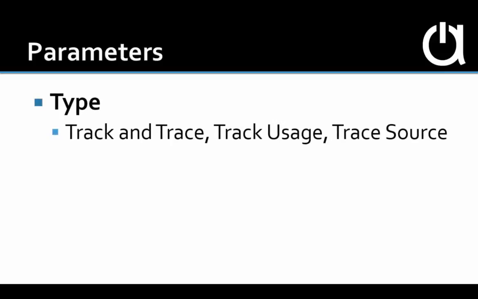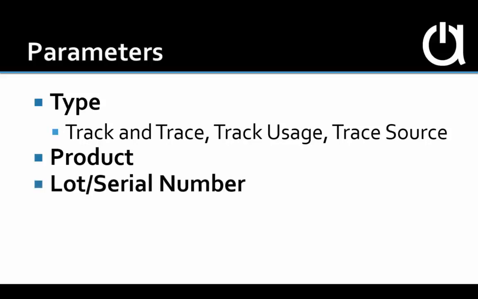As stated in the previous slide, you'll create a new session. You'll select the type based on your needs. So that's going to be track and trace, track usage, or trace source. This is followed by selecting the specific product in question, as well as the related lot or serial number. You'll need to create a new session for each new product and/or each new lot or serial number in question.